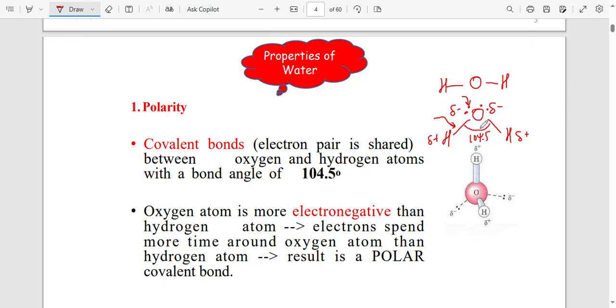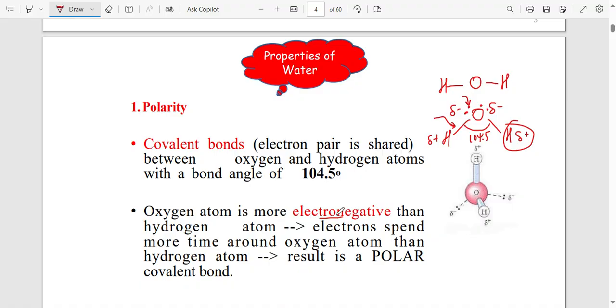And this is important because when water is like this, you can see the hydrogen ends are going to be positive and the oxygen end is negative. That's what makes water a polar molecule. We call it bipolar because it has both charges. And what is the reason for the bipolarity of water? It is because of the electronegativity difference.